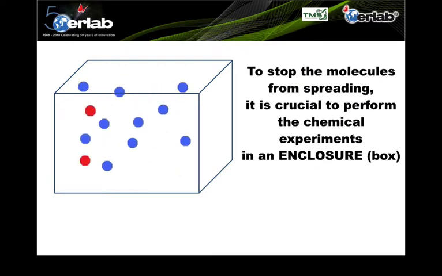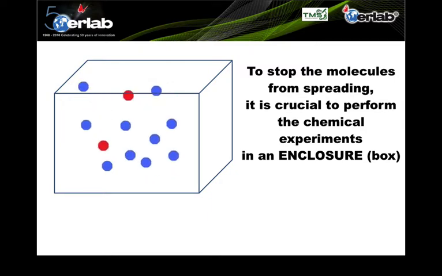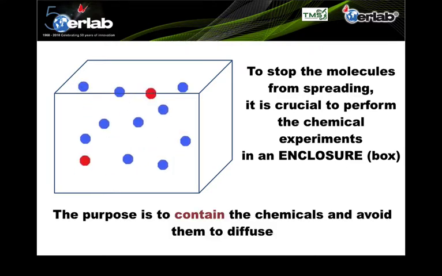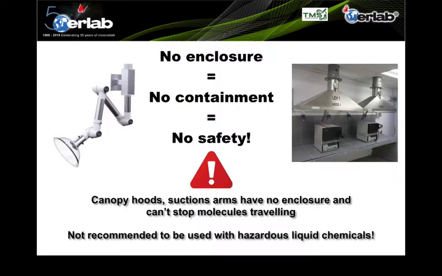In order to stop these chemical molecules from spreading, it is crucial to perform chemical experiments in an enclosure, which is a box, to contain them. The purpose is to contain the chemicals and to avoid them diffusing. So we can say that no enclosure equals no containment, and no containment equals no safety at all.